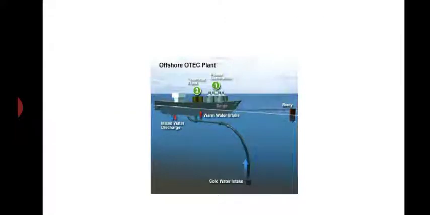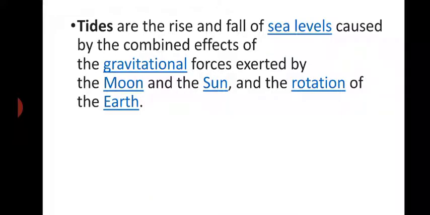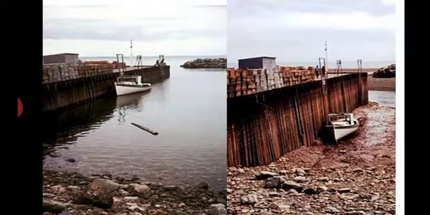So first we see what is tide. Tides are the rise and fall of sea levels caused by the combined effects of gravitational force exerted by the moon and sun and the rotation of earth. The rise of sea level is a high tide. During high tide the sea level water will rise, and during low tide sea level water will decrease. So this rise in sea level we call one wave, which causes the tides.